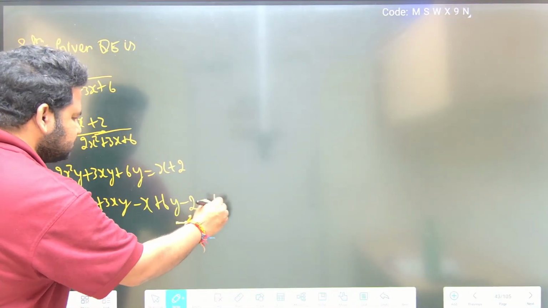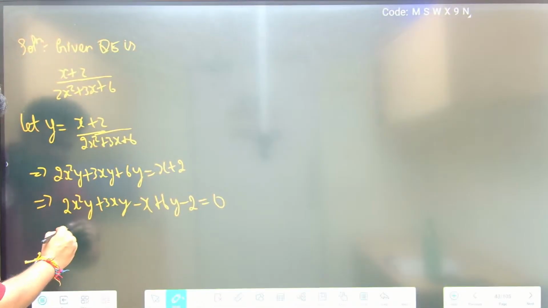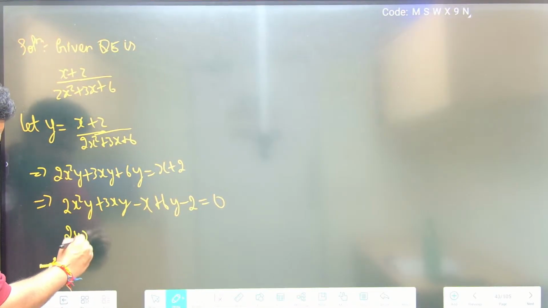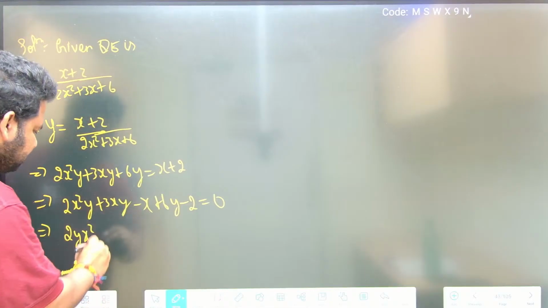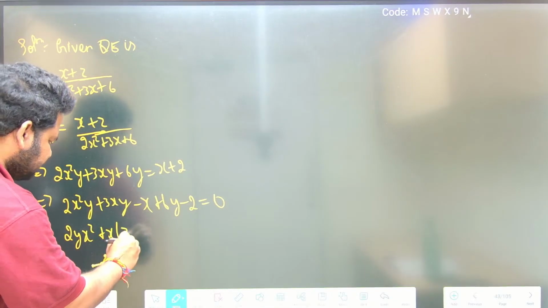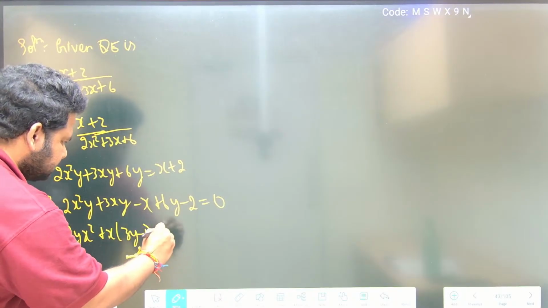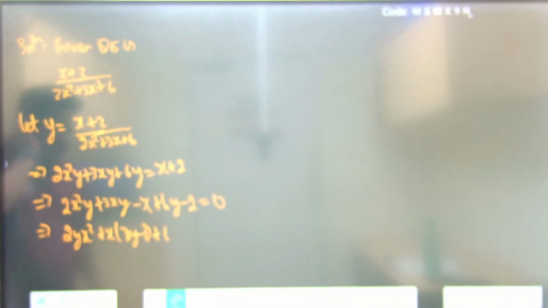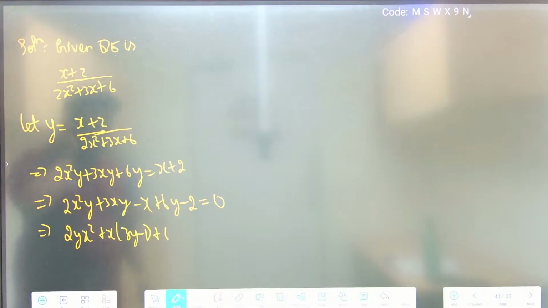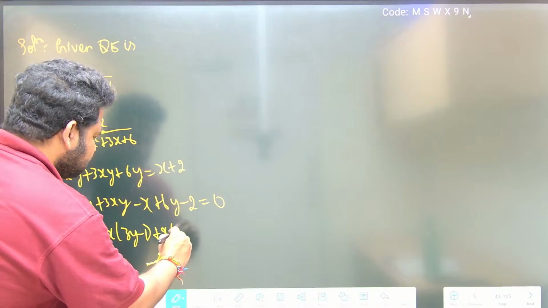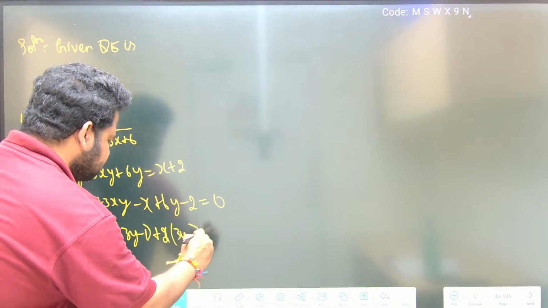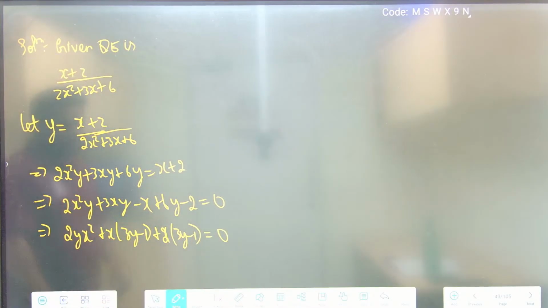Plus 6y minus 2 is equal to 0. Now what can I do? I can write it as 2y x square. Here the x terms I can take common, correct? If I take x common, this will become 3y minus 1 plus 6y minus 2. Now in 6y minus 2, if I take 2 common, I can write it as 2 times 3y minus 1. So 2 times 3y minus 1 is equal to 0. This is what I have.